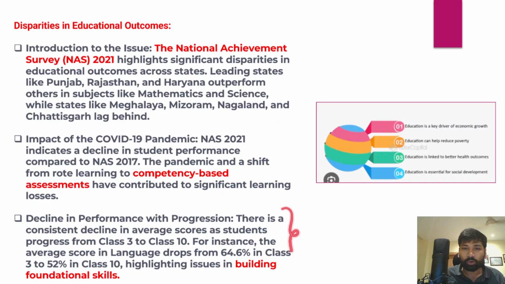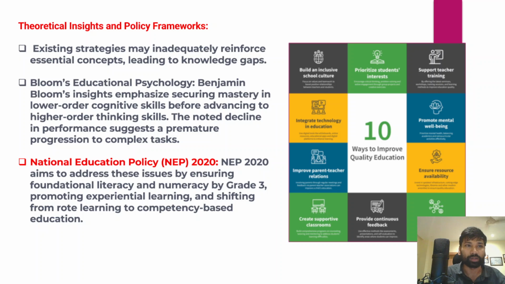So this points towards a lack of foundational skills among the students. Since they lack the foundational skills, they were not able to perform better with respect to the learning outcomes. However, certain theoretical insights and policy frameworks are also suggested here, so that the learning outcomes and foundational skills can be significantly improved. However, the existing strategies for improving foundational skills and foundational literacy are mostly inadequate in reinforcing these concepts, and they also lead to knowledge gaps among the children. So that is the problem.